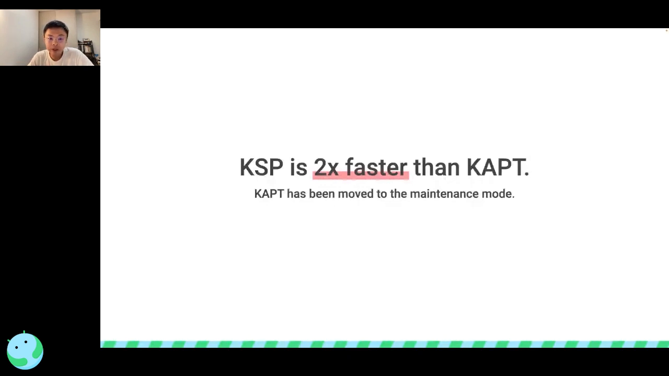Well, the new library, KSP, leverages the new Kotlin compiler plugin API and consumes the Kotlin symbols directly. From the comparison in the Room library benchmark, KSP is 2 times faster than KAPT. In the meantime, KAPT has been moved to maintenance mode. Also, third-party libraries are recommended to migrate to KSP as well. So, yeah, that's about the background of KSP.